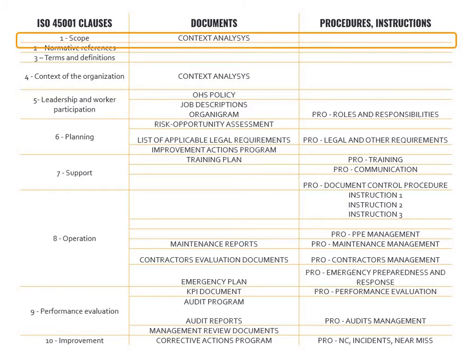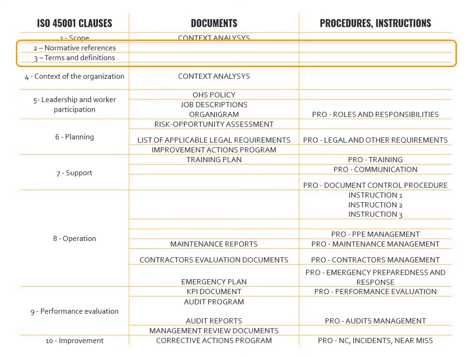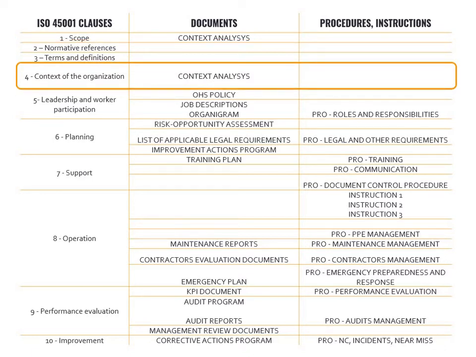As we saw in Clause 1, we have to say the scope of our OHS system. This is usually put into the context analysis. Then, for Clauses 2 and 3, we don't need to do anything specific in our system. For Clause 4, did we have to do something? Of course, a lot actually. Clause 4 required us to do the context analysis with our map of internal and external issues and interested parties.